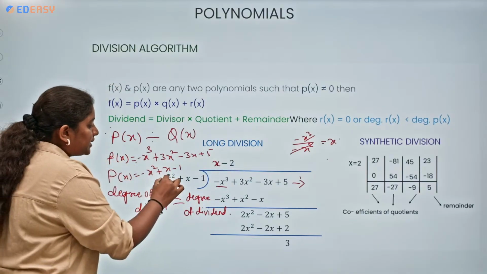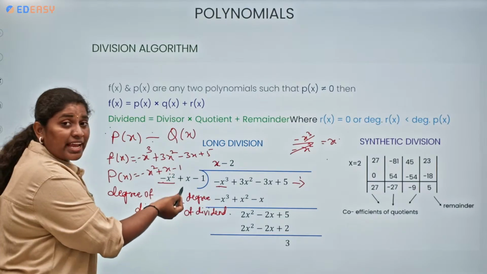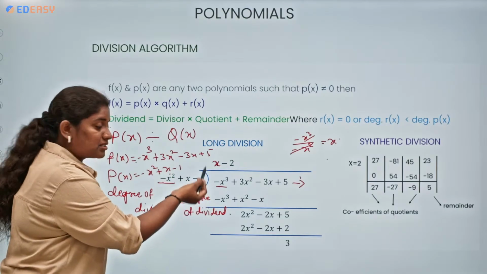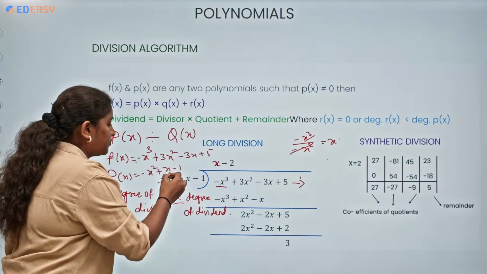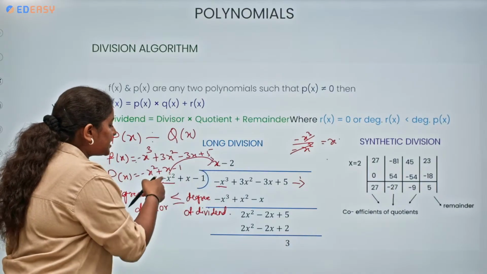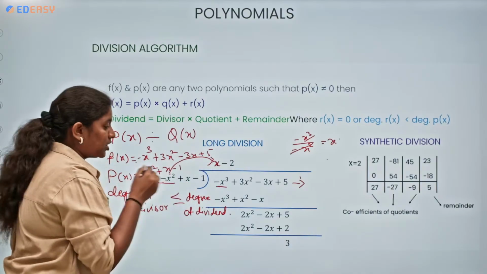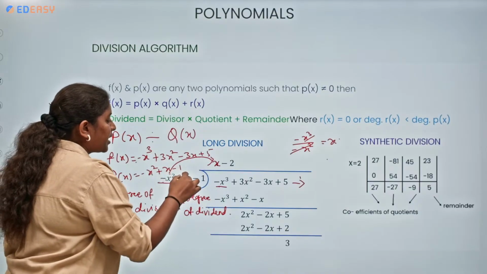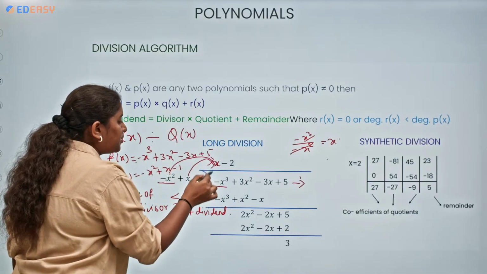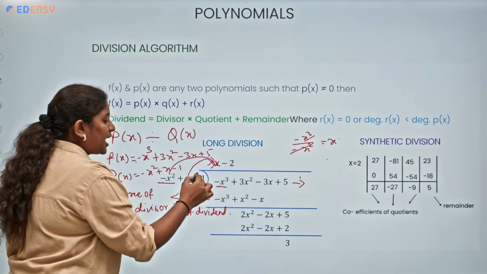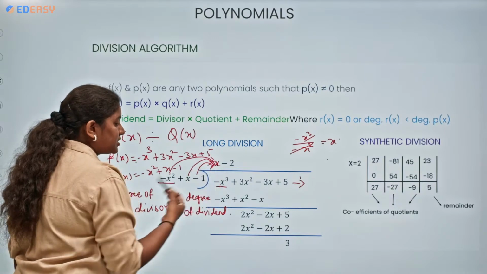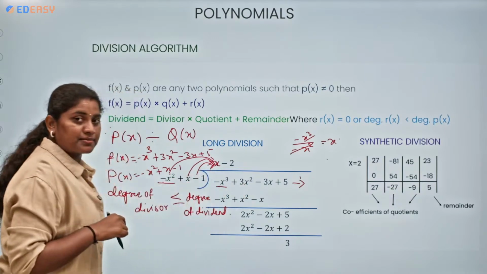Now multiply each and every term of your divisor with the first term of the quotient. That means minus x square multiplied with x gives minus x cube, plus x multiplied with x gives plus x square, and minus 1 multiplied with x gives minus x.